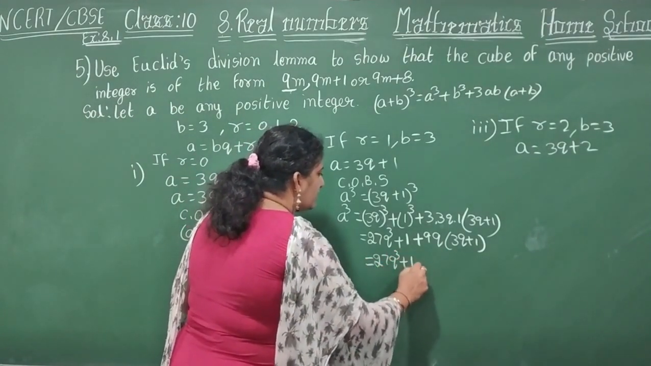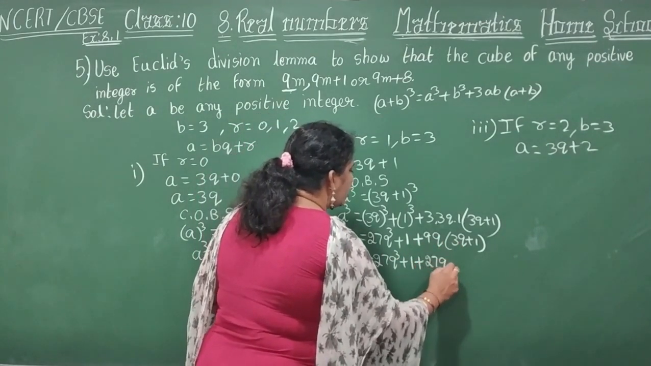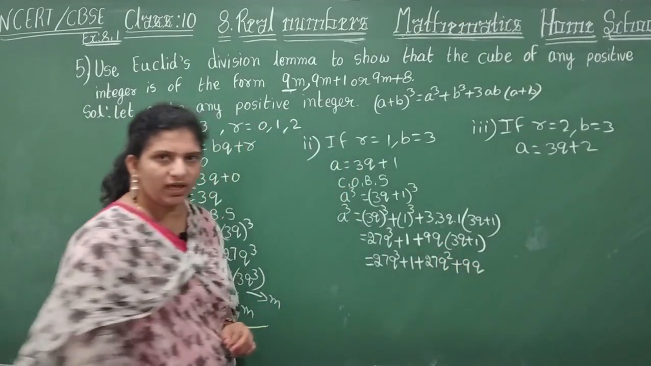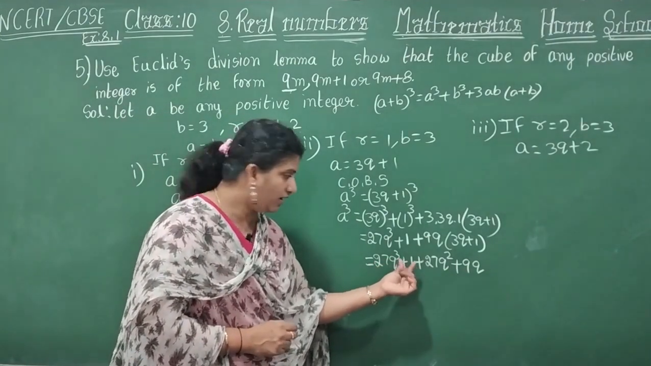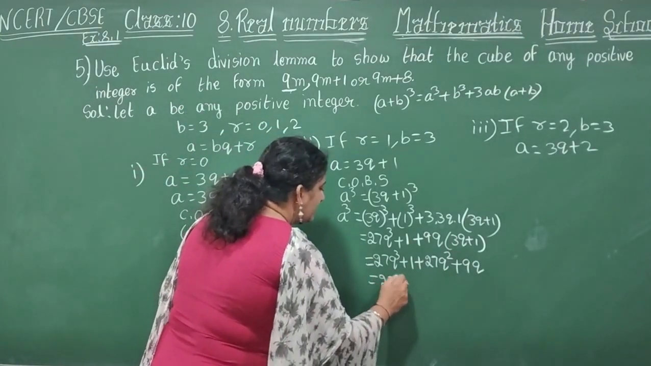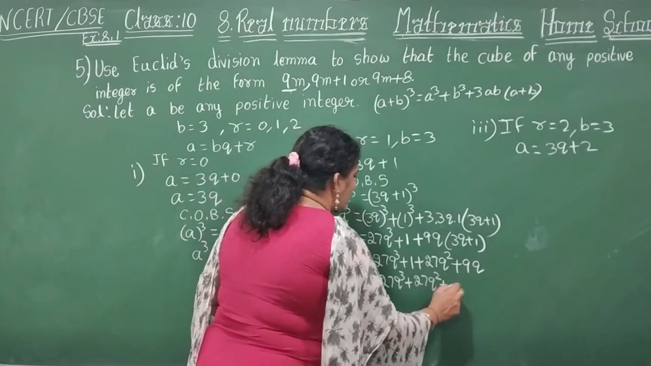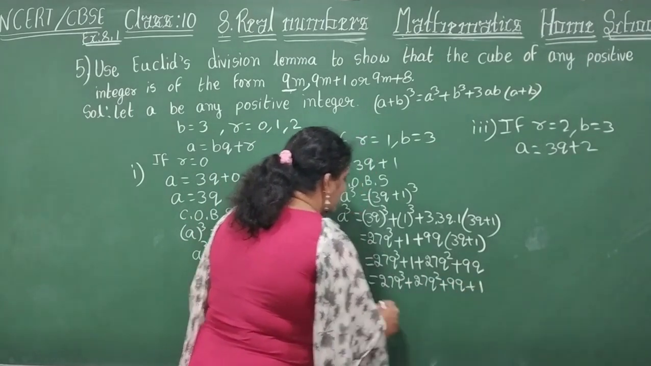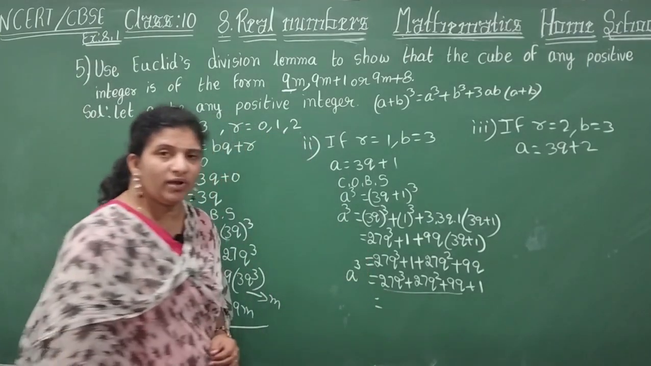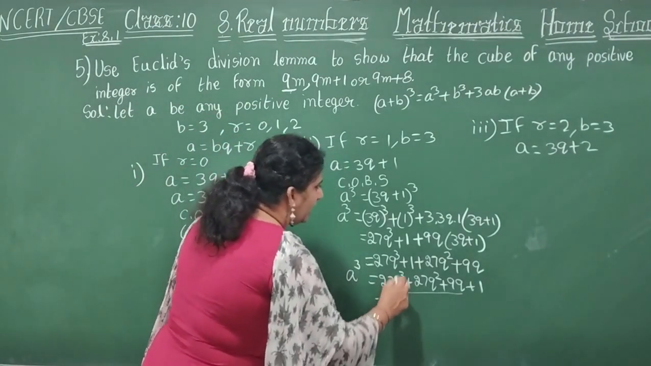27q cube plus 1 plus 9 3s are 27. q into q, q square, plus 9q. Okay, so you have one extra here. This one, write it here. Right? So next step. 27q cube plus 27q square plus 9q plus 1. So now observe here, children, in these three, anything you can take out common? Yes, 9 you can take out common. So let's take out common here. 9.